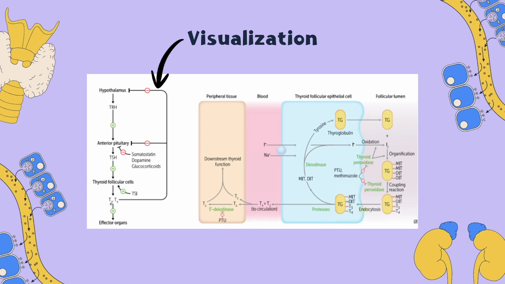Now, using the same concept that I just mentioned, you can go back, listen to it again, and then come back to this part. If the patient comes to you with hypothalamic adenoma, you should expect increase of TRH, increase of TSH, and increase of T3, T4.